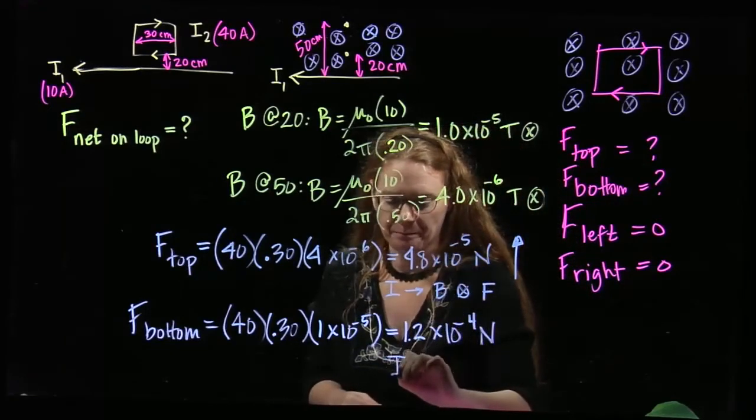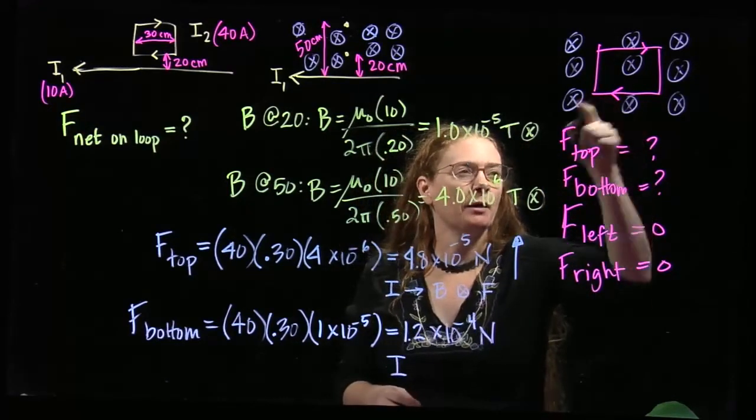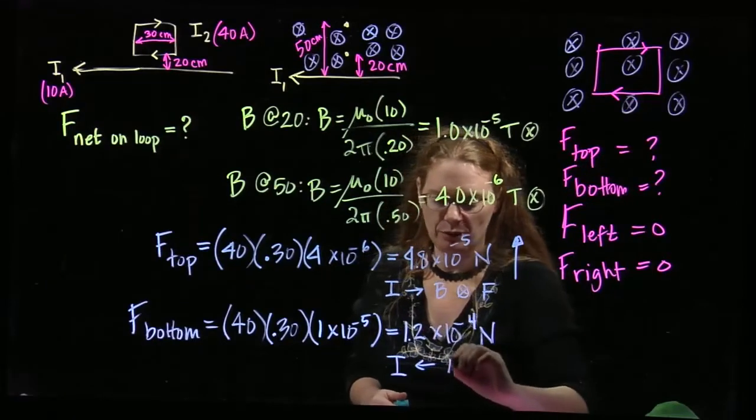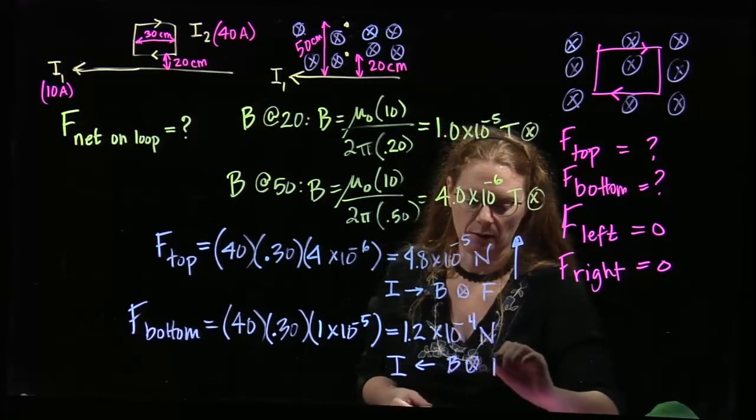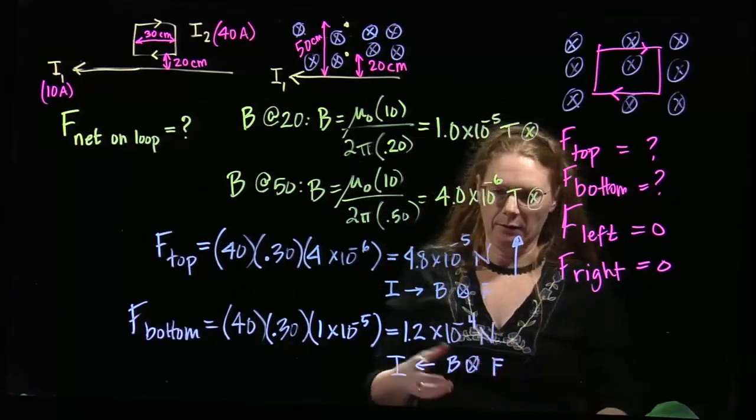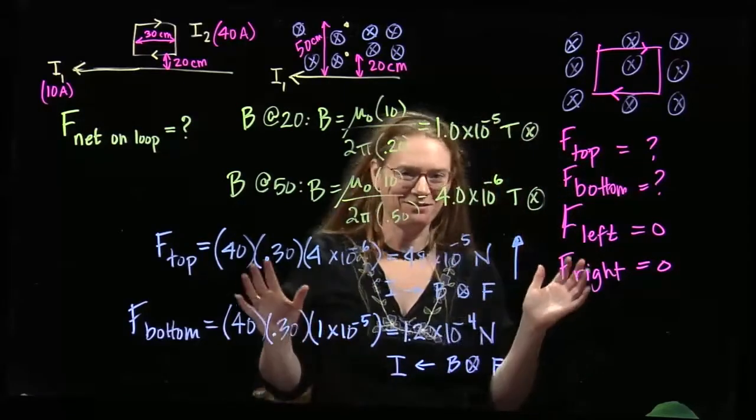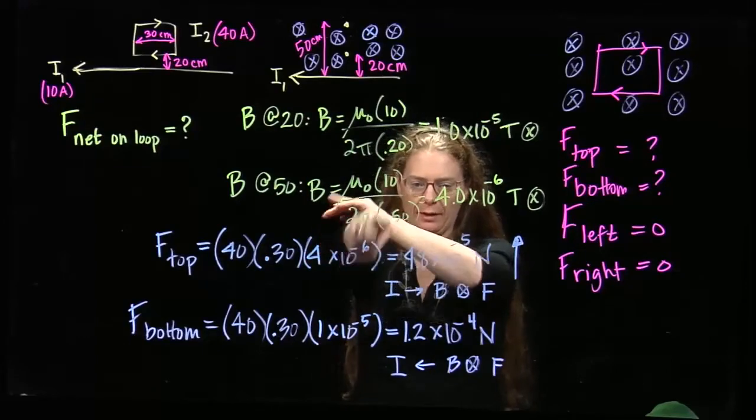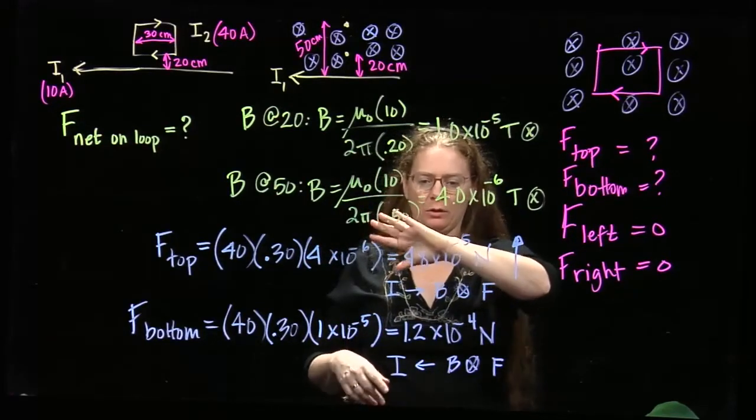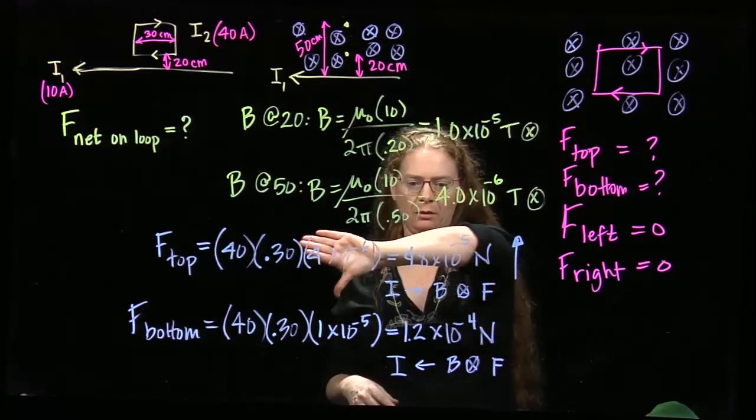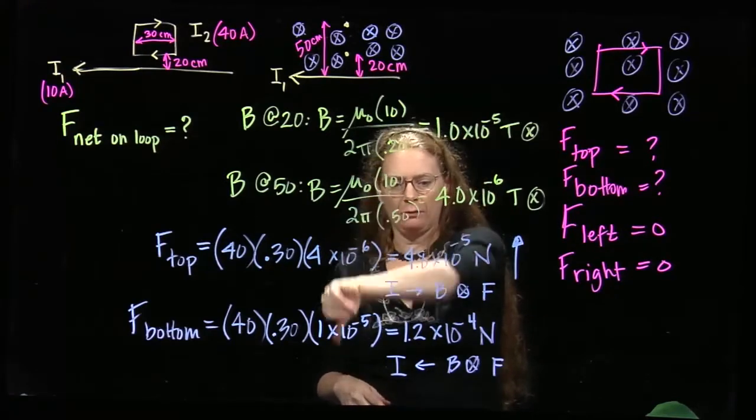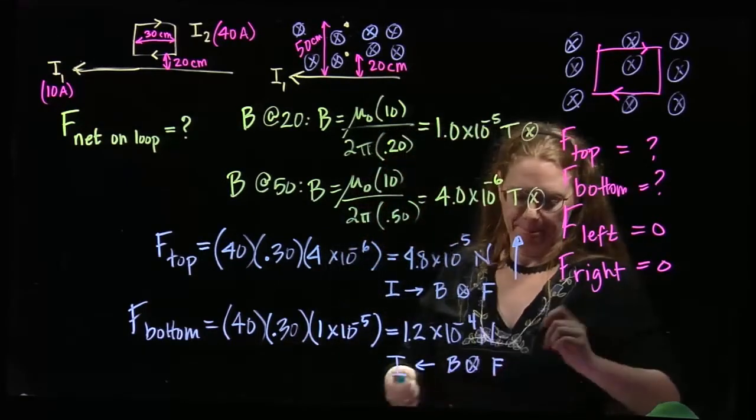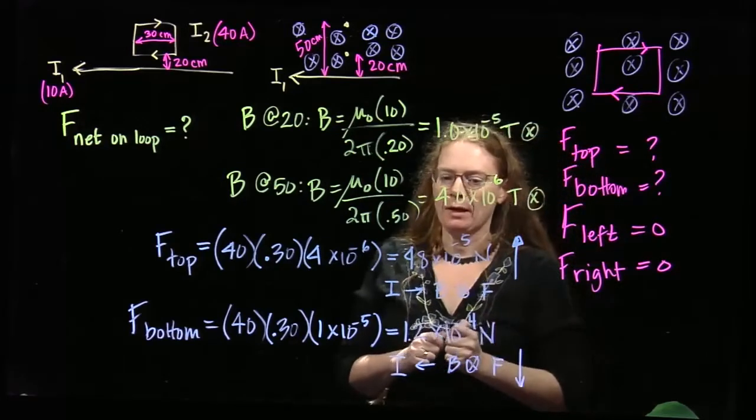What direction? The current in the bottom part of the loop is to the left. The B field stays the same, into the page. So what do we have for force? I know it's going to be down, but let's just verify. So current that direction, and B field that direction. So current, and then curl your fingers to B, and then the force is downward. Yep. All right, we're not done.